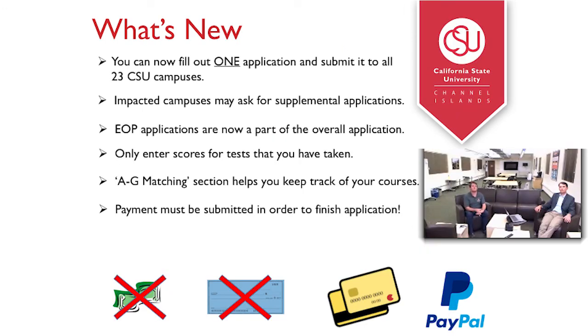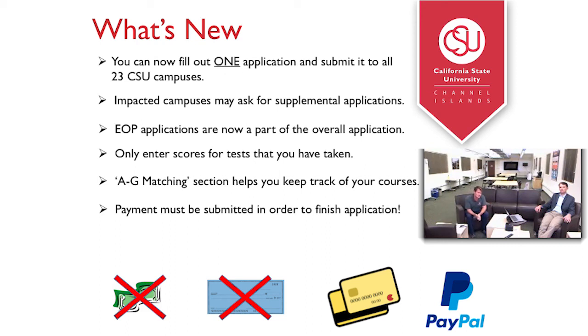So what's new in terms of the application? It's now one application that you can submit to multiple campuses. For some of the impacted programs, they may ask you for supplemental applications. Again, CSU Channel Islands is not impacted, so we wouldn't ask you for this information. If you're interested in the EOP application or the Educational Opportunity Program here at CI, that's now part of the CalState Apply application. It'll ask you, are you interested in EOP? You can select if you are interested in that program, and then you'll fill out subsequent questions as part of the CalState Apply application that's now built in.